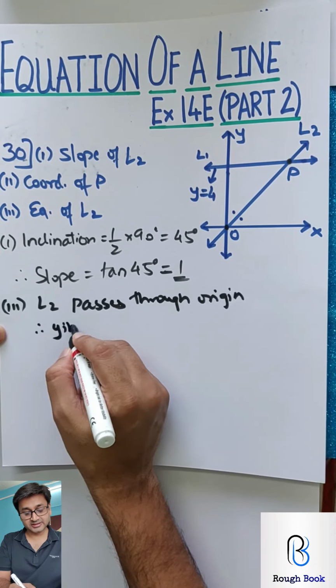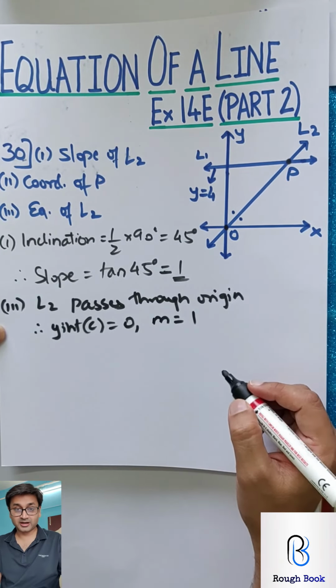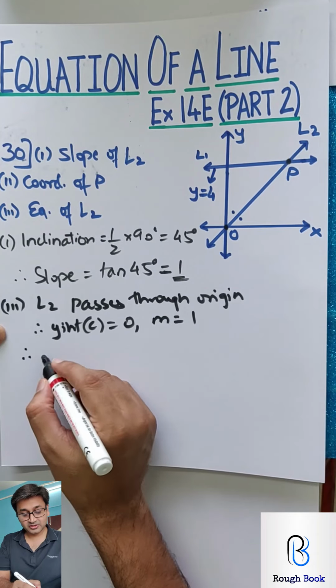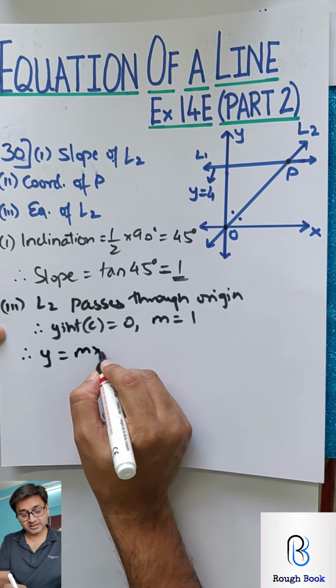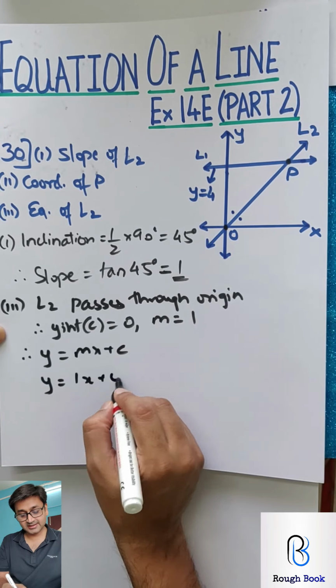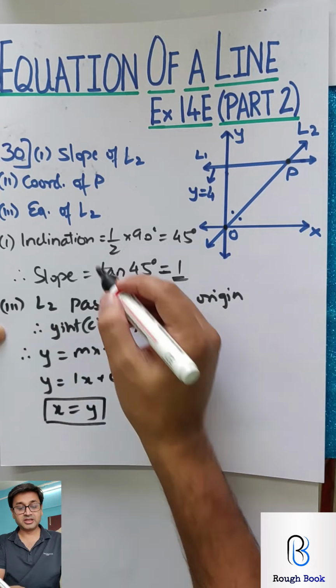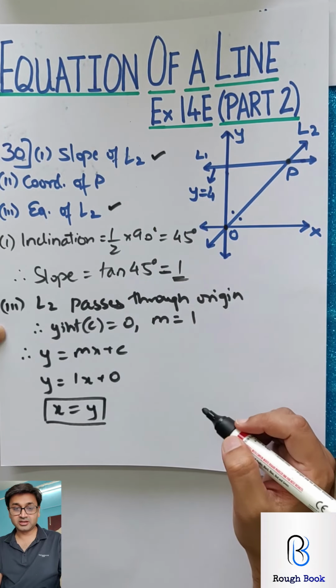Therefore y intercept is 0, and slope is 1. I have given you the two parts. So therefore y is equal to mx plus c. So y is equal to x, where m is 1 and c is 0. So x is equal to y becomes the equation. So we managed to get the equation.